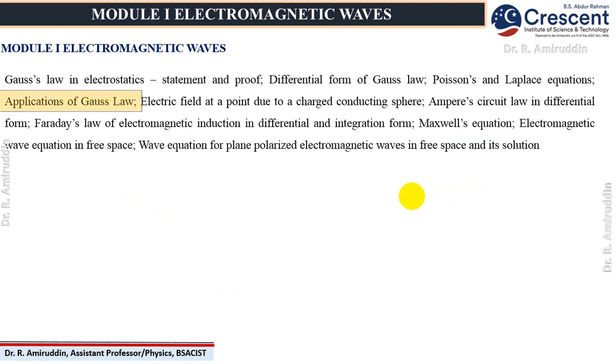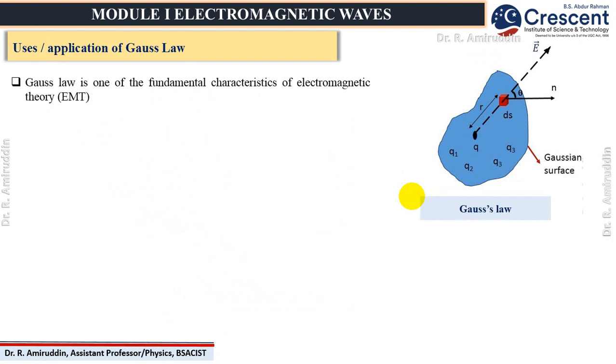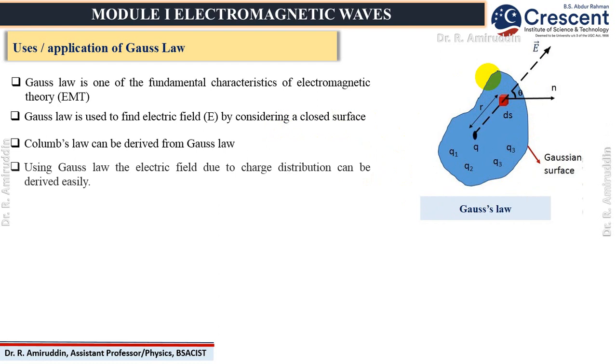So we have some applications of Gauss law. The uses or the importance or the applications of Gauss law will be as follows. Gauss law is actually a fundamental characteristic of electromagnetic theory, and it is used to find the electric field capital E by considering a closed surface area. Coulomb's law can be derived from the Gauss law, and using Gauss law the electric field due to a charge distribution can be derived very easily.